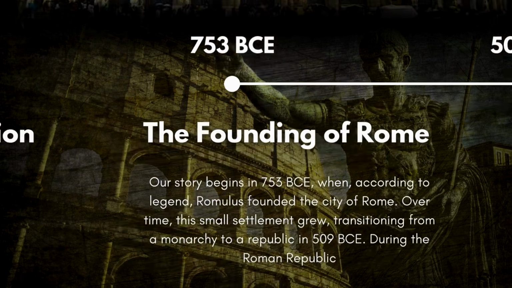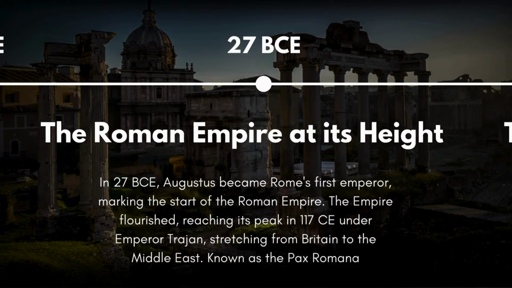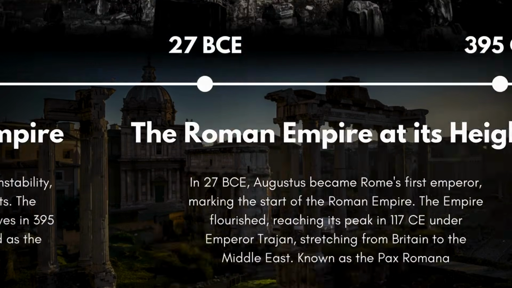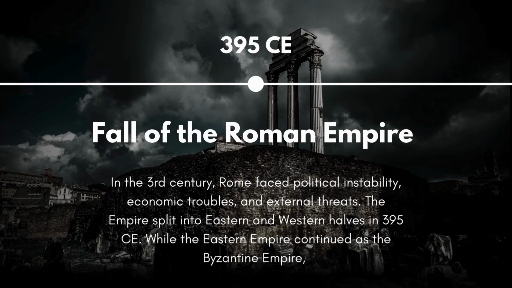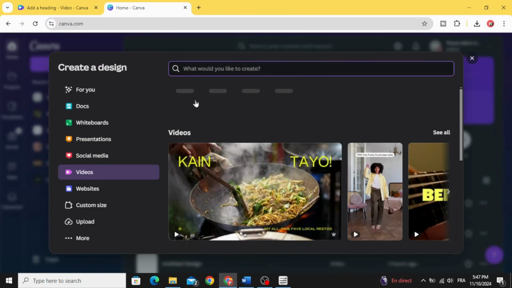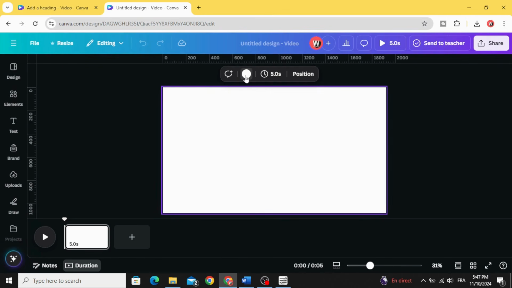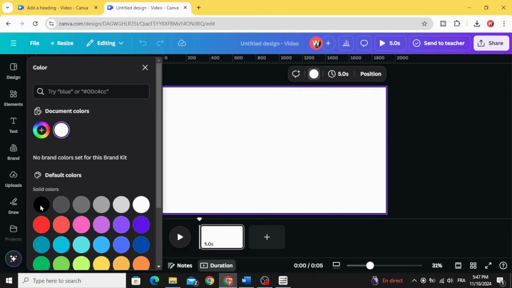Today I'm going to show you how to make this animated timeline in Canva. Go to video and open new video project. Click on the background and let's change the color to black.